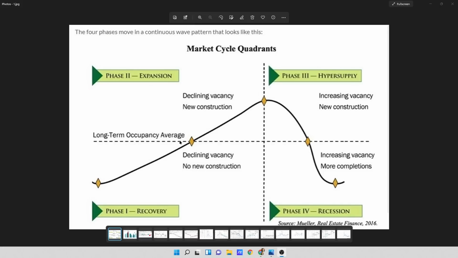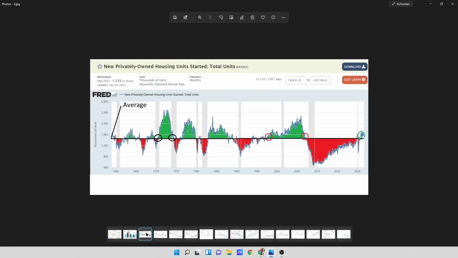And you've got the long-term occupancy average. This is basically what keeps the market balanced, is the average. You go above the average, expansion, below the average, recovery. And then you have this big recession sell-off. You go to this guy here. Every time we have a sell-off in real estate, we have a recession. That's what these dark lines are.